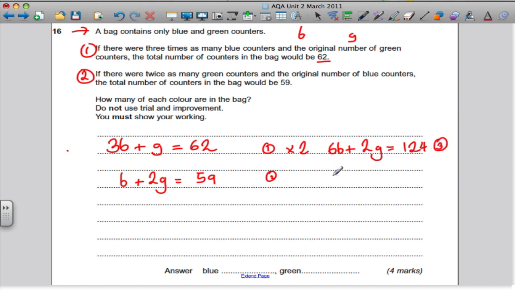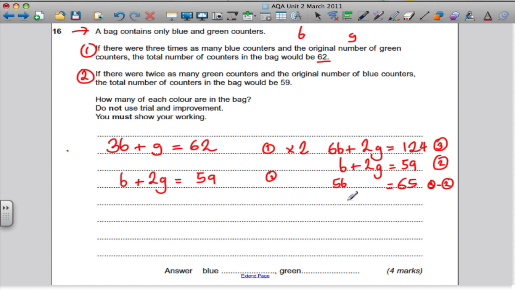Underneath it, I'm going to write my equation 2 again. I'm going to say b plus 2g is equal to 59. That was equation 2. Now I'm going to take equation 3 and I'm going to subtract equation 2. 6b take away b is 5b, 2g take away 2g is no g, and 124 take away 59 is equal to 65.